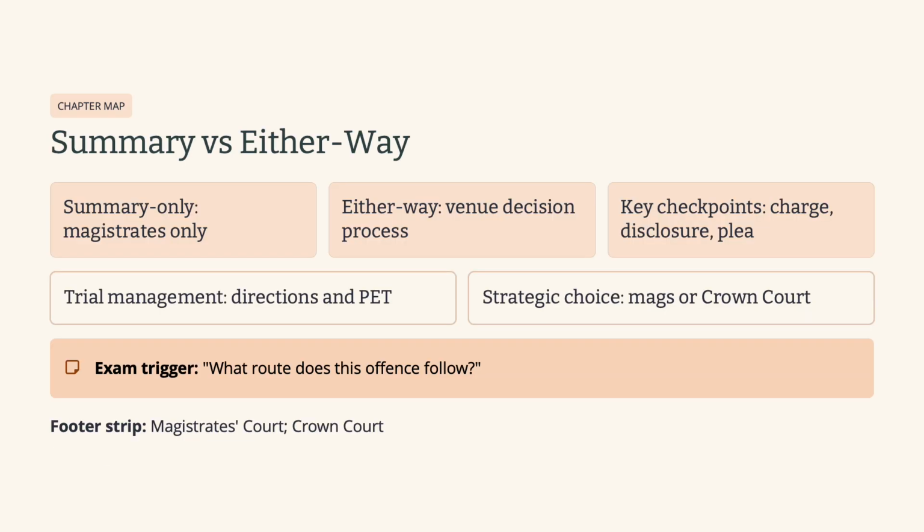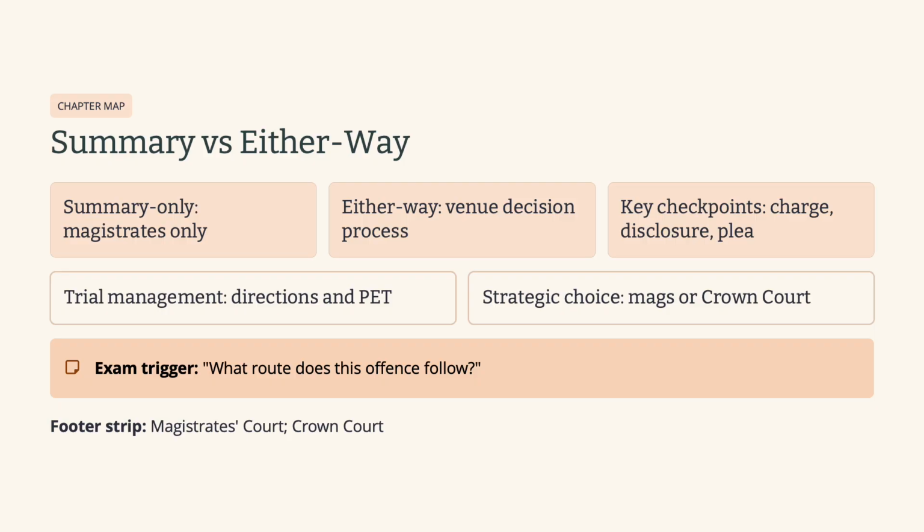So we are dealing with two distinct procedural tracks that diverge based on offence classification. First is summary only offences, and they are prosecuted exclusively in the magistrates' court. The procedure is streamlined, efficient, and relatively straightforward. There is no possibility of transfer to the Crown Court for trial.